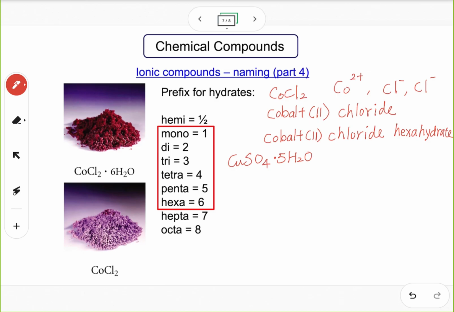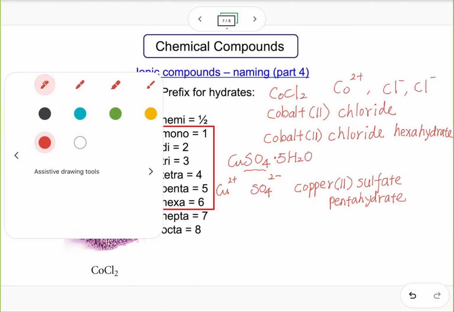Copper sulfate. Now, the anionic part is SO4. If you are familiar with the polyatomic ions, you realize SO4 is an anion and it has 2 negative charges. In order to balance the charge, it looks like copper has to be copper 2 plus. Therefore, the name of this compound should be written as copper 2 sulfate. When you have 5 hydrates, the prefix for 5 is penta. I'll write it down here, pentahydrate. Okay, pentahydrate. Let's try one more example.